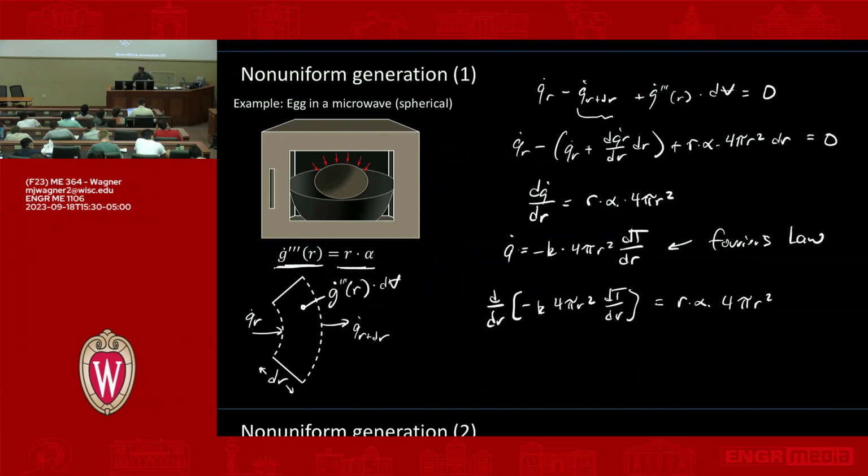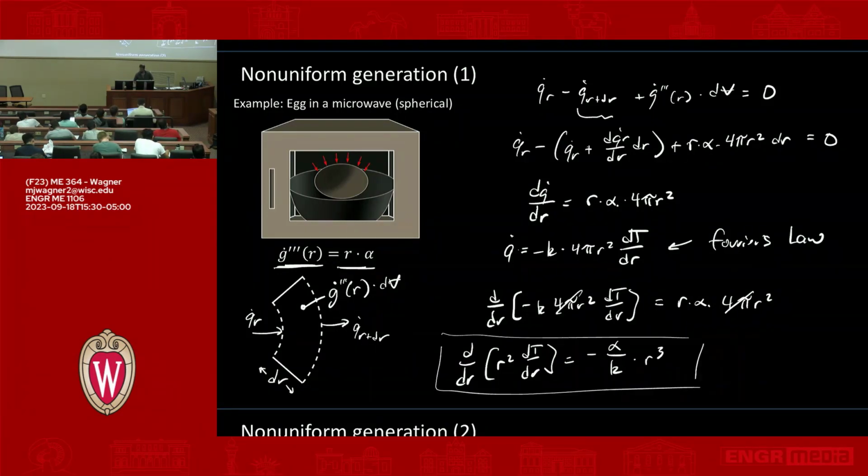Okay, so we can cancel out this 4 pi. That goes away. We can divide through by minus k, but we can't divide through by the r squared inside the argument on the left, right? That r squared can't come out because it's the independent variable. So we're left with, sorry, where are we going here? So we're left with this equation. We have d dr of r squared dt dr is equal to minus alpha over k times r cubed.